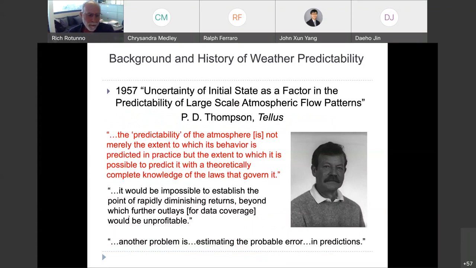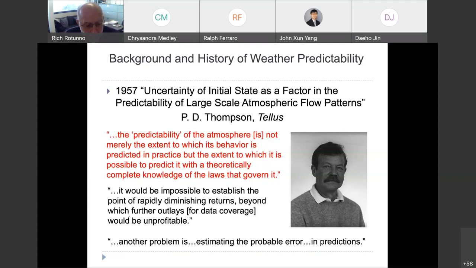I'll read three quotes from the paper, three foundational quotes of this business. He said, the predictability of the atmosphere is not merely the extent to which its behavior is predicted in practice, but the extent to which it is possible to predict it with a theoretically complete knowledge of the laws that govern it. Even if you know the laws perfectly, you still may not be able to predict the atmosphere given initial condition or other errors. Well, I guess mainly initial condition errors.